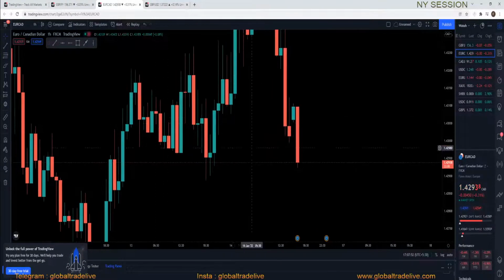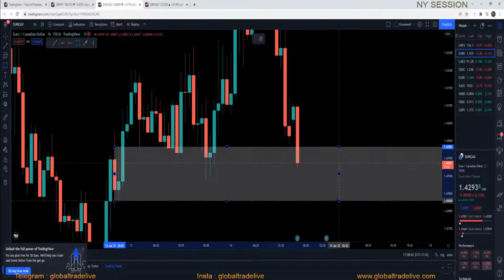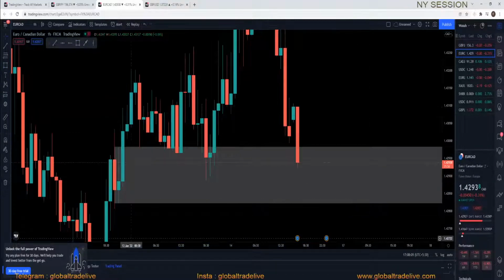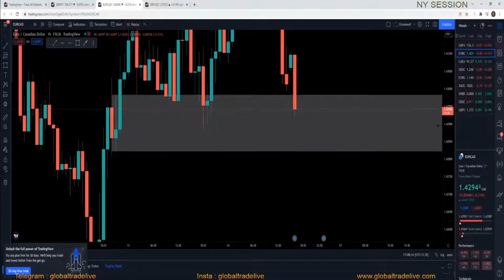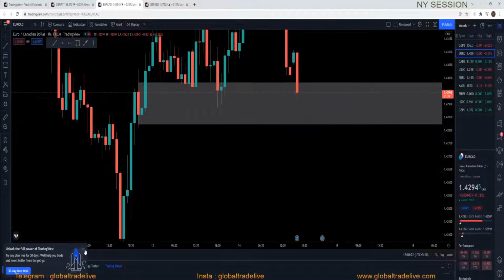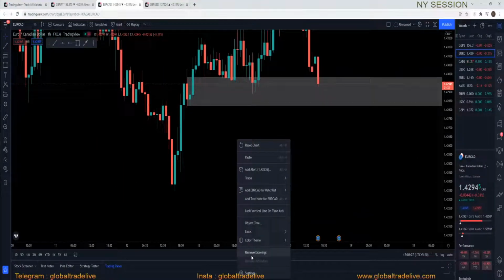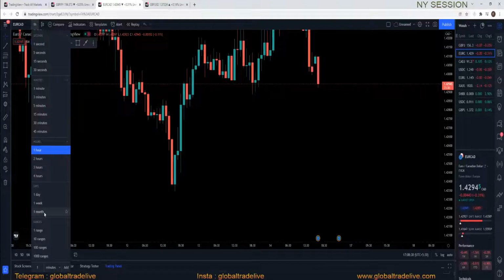But the thing is, this POI over here, let's just take this POI, is still intact. The POI is still intact and the market has already entered inside the POI zone. So what if it doesn't respect this POI and starts to move down? What we can do is go to the bigger time frames to see the bigger picture.